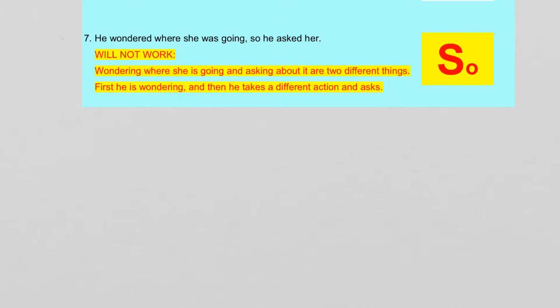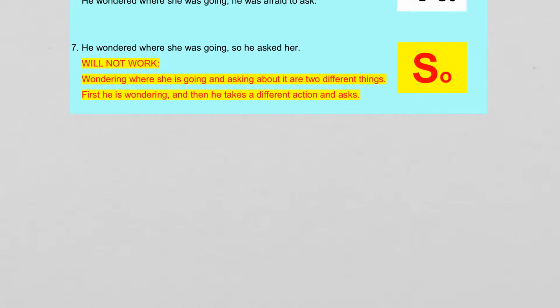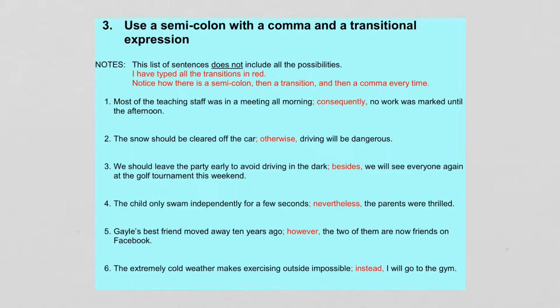Instead of something like he wondered where she was going, he thought of asking her, right? So if he's wondering and then thinking, and you're thinking of the same thing at the same time, then that would be related, right? But here, this action of wondering and this action of actually asking, they're two different things. So you could not use a semicolon with them. All right.